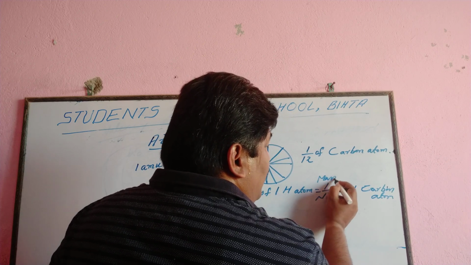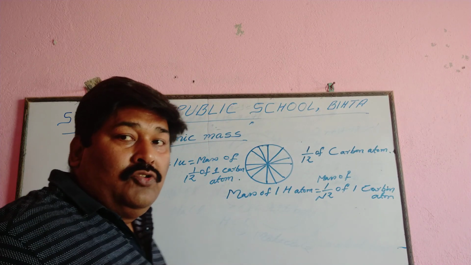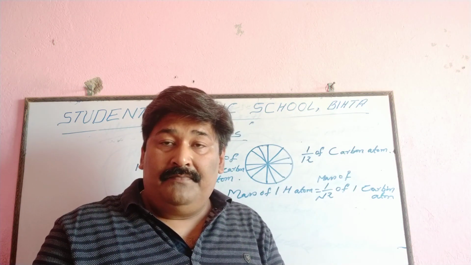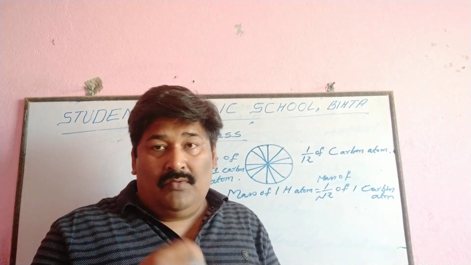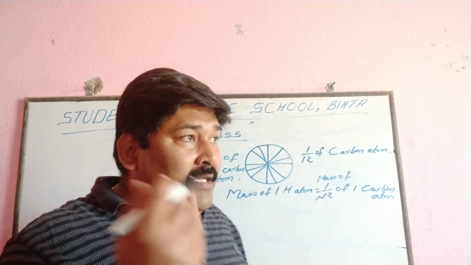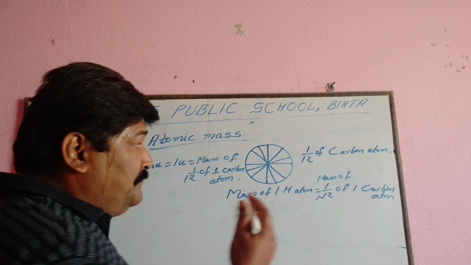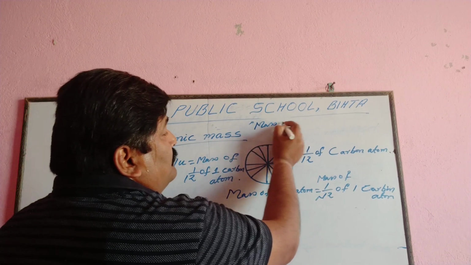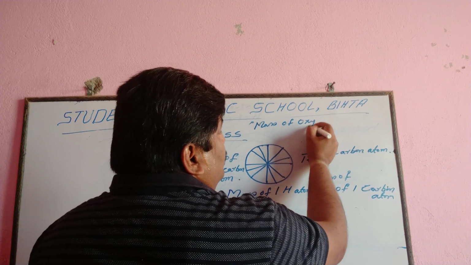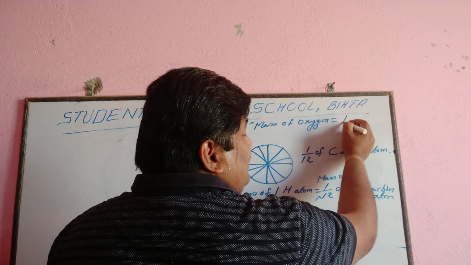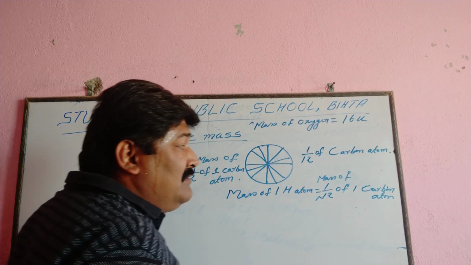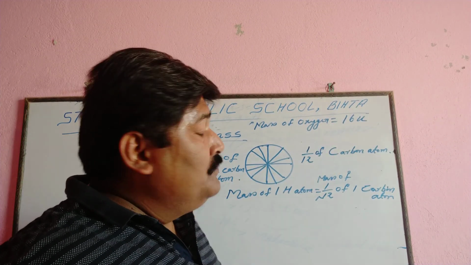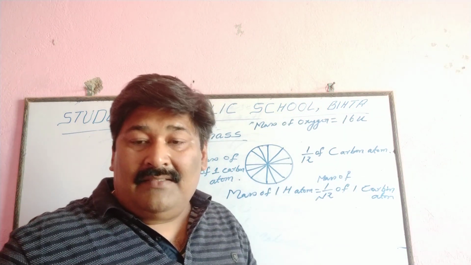Mass of 1 by 12 of 1 carbon atom. So 1 hydrogen atom has mass equal to 1 by 12 of carbon atom. 2 hydrogen atoms, so 1 by 6. Okay. Now, what is the mass of oxygen atom? Mass of oxygen is 16 U. That means 12 part plus 2 more part. So 16 U. Is it clear? This is known as atomic mass.